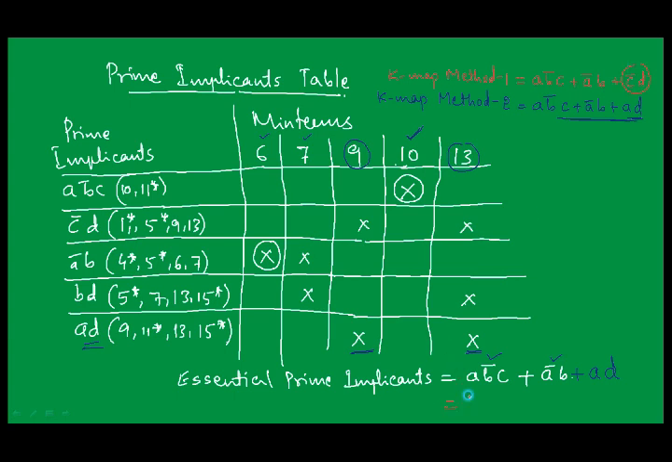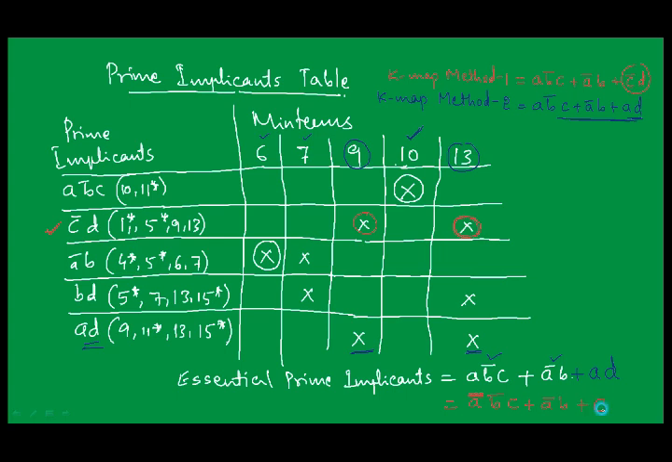So the first two terms will remain the same, that is A B bar C plus A bar B. Now I need to obtain the third term which is there in the first expression, that is C bar D, right? So you can identify. See, 9 and 13 can also be covered by the prime implicant C bar D, right? Just see here these two cross marks, right? These are nothing but minterms 9 and 13, right? So these two are also covered by C bar D.